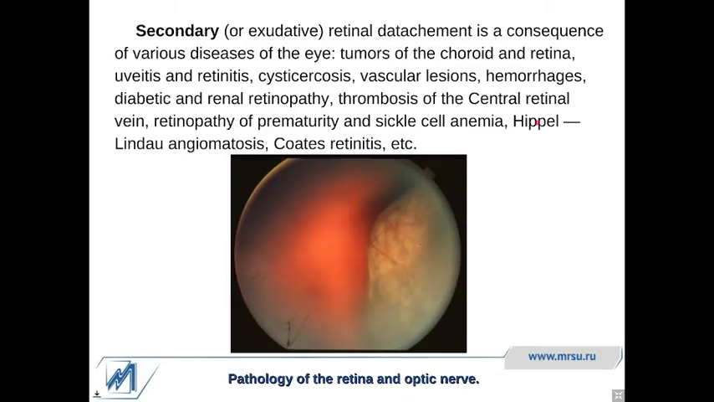Secondary retinal detachment or exudative retinal detachment. It is a consequence of various diseases of the eye. Mostly these diseases are tumors of the choroid and retina. Also it is uveitis and retinitis. Such diseases as cysticercosis, vascular lesions, hemorrhages, diabetic retinopathy, thrombosis of the central retinal vein. Retinopathy of prematurity and sickle cell anemia. Also hemangiomatosis, Coats retinitis, and etc. Mostly we see secondary.